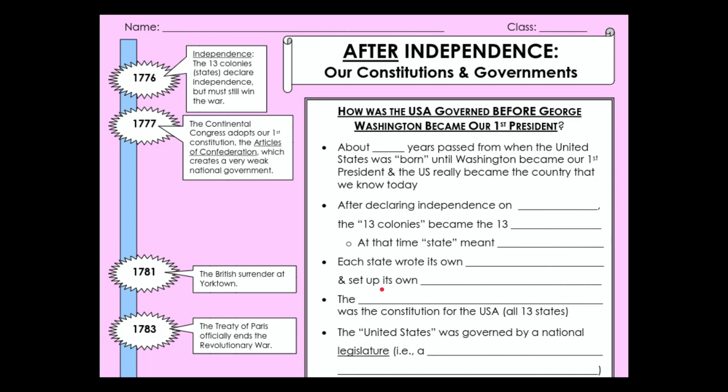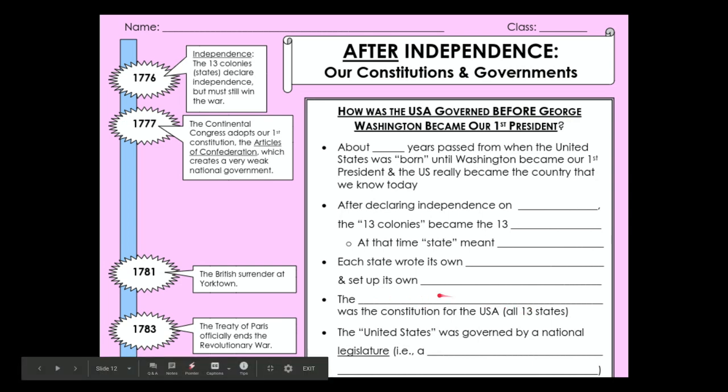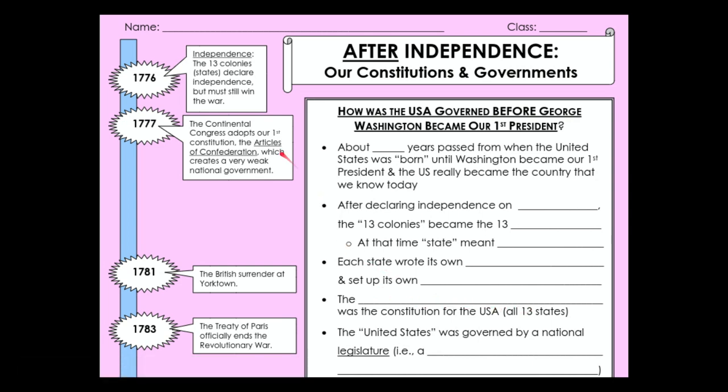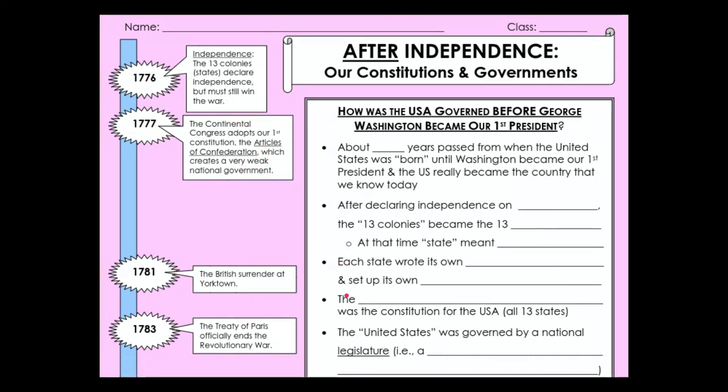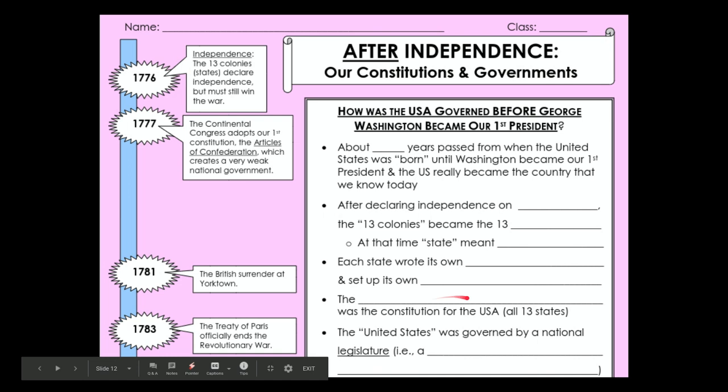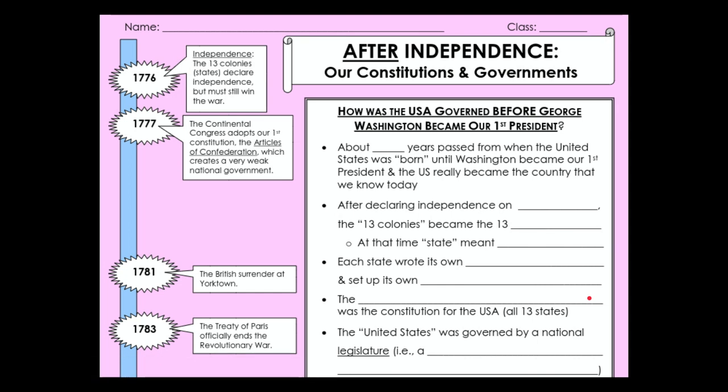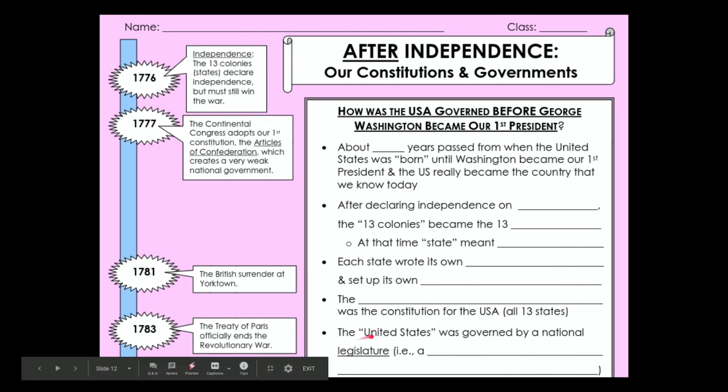The Articles of Confederation, right here is the spelling for it. Follow the red line up here. Articles of Confederation, that's how you spell it, was the Constitution for the United States of America for all 13 states. And basically, we'll talk a little bit more about what was in those Articles of Confederation, but what type of national government we had. We didn't have a president or a Supreme Court or anything like that. Basically, we were governed by a national legislature.